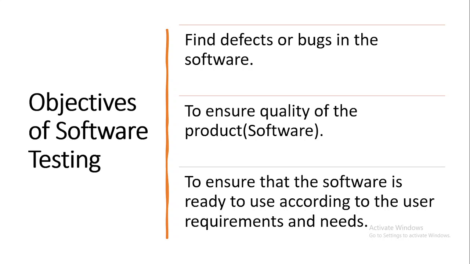The third and most important one is to ensure that the software is ready to use according to the user requirements and needs. This is one of the most important objectives, because if you make software that is not according to the user requirements and needs, then there is no benefit of it. It doesn't matter how good that software is or how well structured it is; if it's not according to the user requirements and needs, it's of no use. So we have to make sure that it is. These are the three main objectives of software testing.